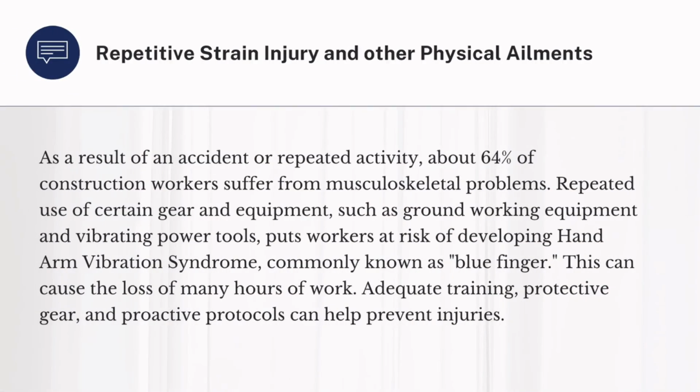Repetitive strain injury and other physical ailments are a result of an accident or repeated activity. About 64% of construction workers suffer from musculoskeletal problems. Repeated use of certain gear and equipment, such as ground working equipment and vibrating power tools, puts workers at risk of developing hand-arm vibration syndrome, commonly known as blue finger. This can cause the loss of many hours of work. Adequate training, protective gear, and proactive protocols can help to prevent this injury.